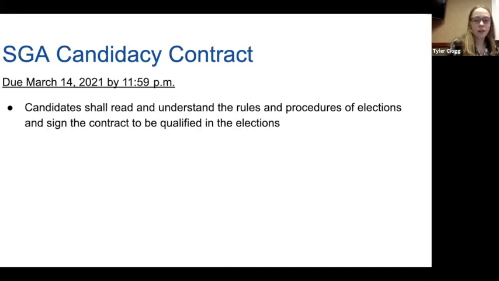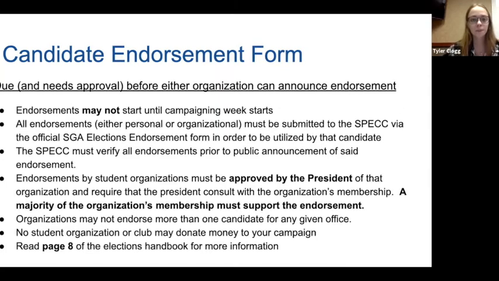So for the SGA candidacy contract, you have to read and understand the rules and procedures of the elections and sign the contract to be qualified for elections. I will either link the candidacy contract below, or you can find it on the SGA website. It's really important that you are familiar with this handbook before you start running your campaign, because you do not want to break any rules that can get you disqualified.